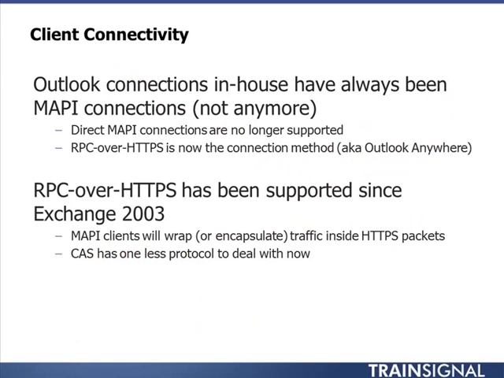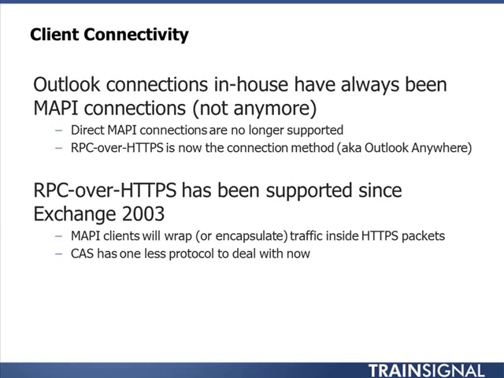The last thing we want to talk about before we conclude this lesson is client connectivity. Outlook connections in-house have always been MAPI connections. Not anymore. Direct MAPI connections are no longer supported with Exchange 2013. So RPC connectivity with MAPI, that's dead. RPC over HTTPS is now the connection method for Outlook connectivity. So you might be thinking, well, wait a minute, isn't that Outlook Anywhere? Yes, that's Outlook Anywhere. That is the new connectivity method. So this is a big change in terms of the architecture. MAPI's gone, RPC is gone, and now we use RPC over HTTPS.